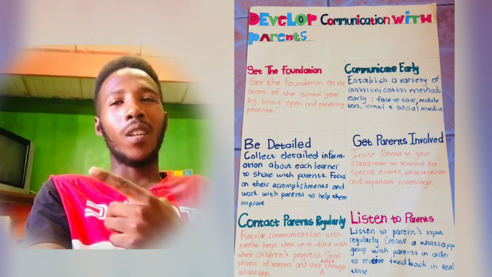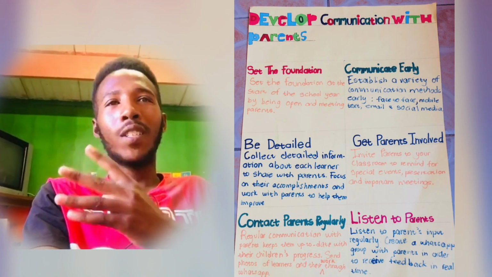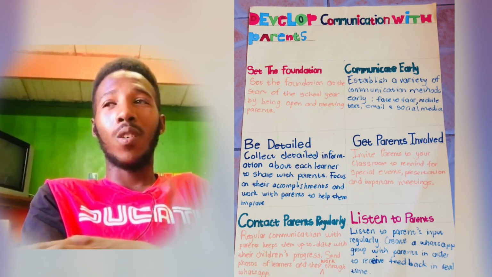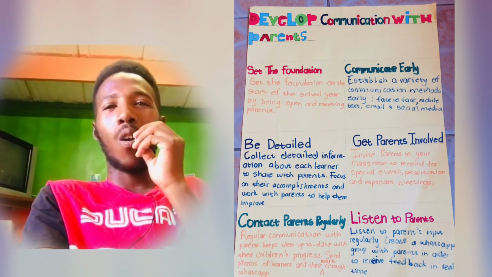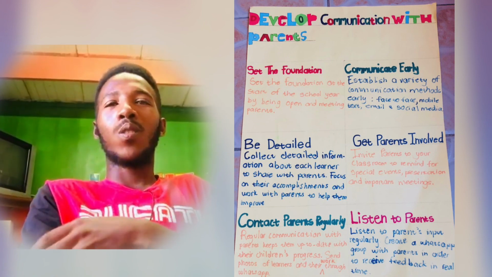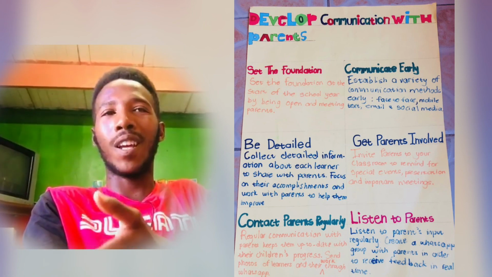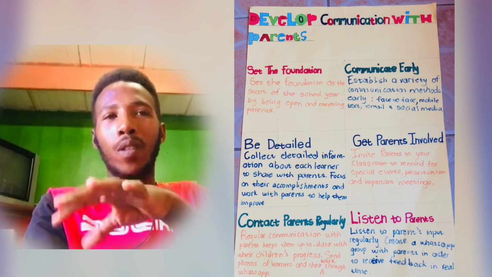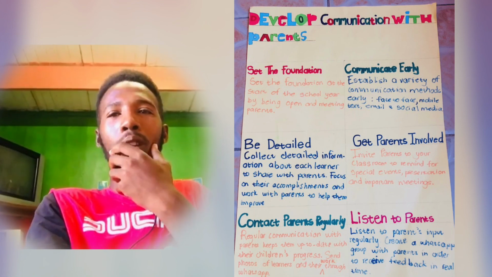Secondly, you communicate early and establish a variety of communication methods early, whether it is face-to-face, mobile text, social media, or email. You have to collect detailed information about each learner and share it with parents and focus on the accomplishments and work with parents to help them improve.